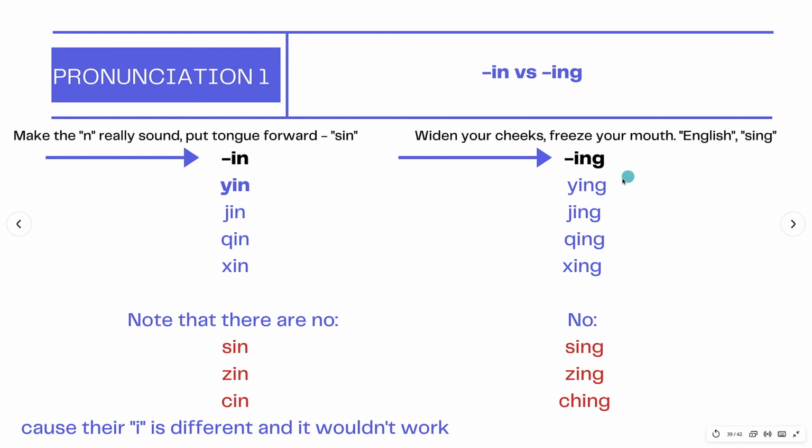Ing. Okay, I want to really hear the ng sound versus the n sound. Okay, ing. So we say ying, ying, ying. That's the first part of England. Jing, jing. That's the last part of Beijing. Ching, ching. That's the racist sound we make when we cheers. Xing, xing, xing. That is stars actually.